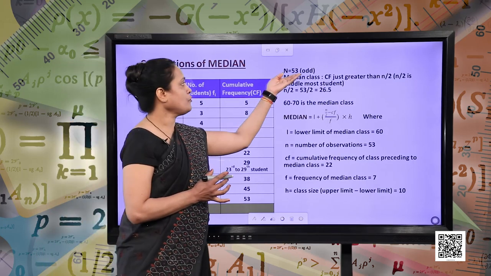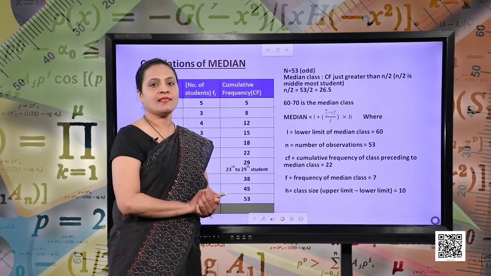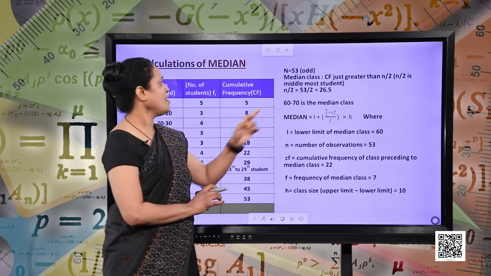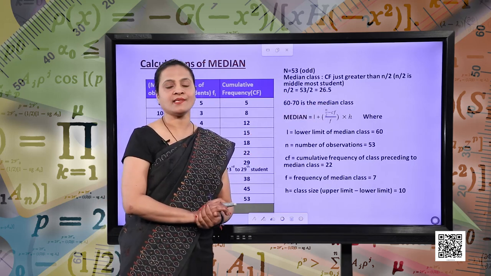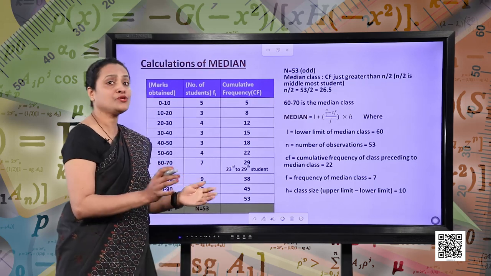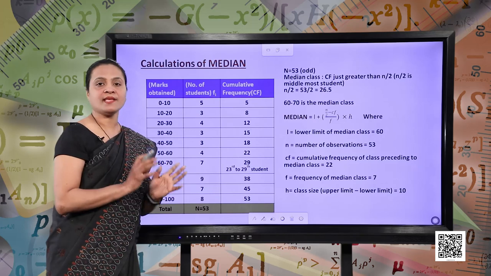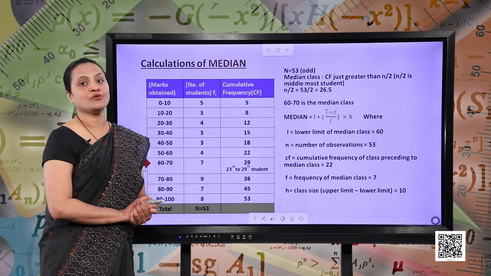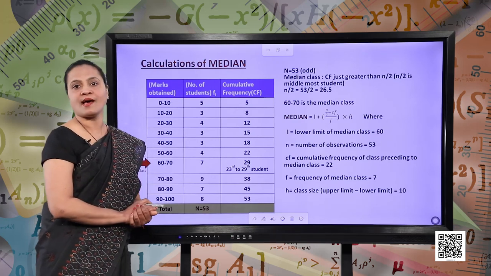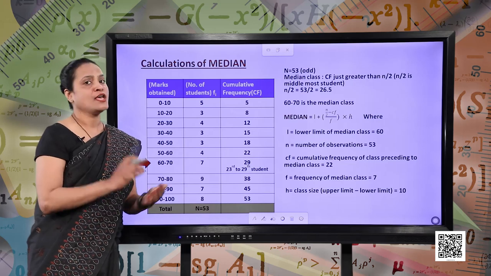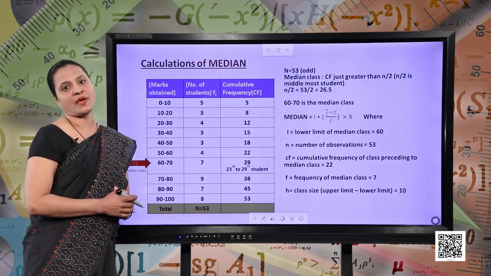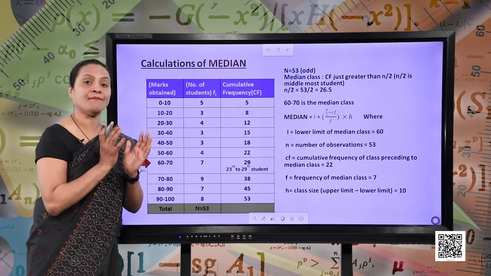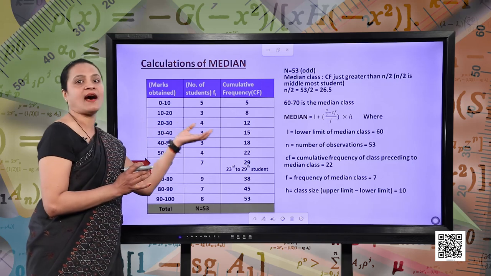As here the total number of students is 53, in the middle we need to find what is half of 53. So, 53 by 2, that is 26.5. We need to see where this 26.5 lies. Because in a grouped frequency distribution table, it is not possible for us to directly find out the median just by looking at the cumulative frequency. Because in this case, the middlemost observation, that is the median, lies somewhere in a class interval.